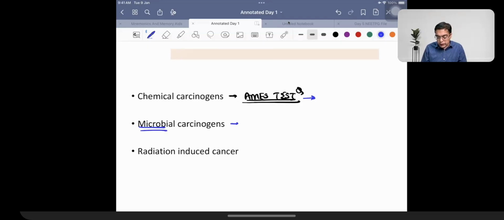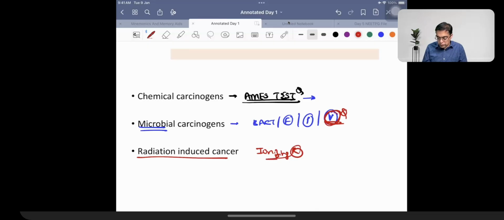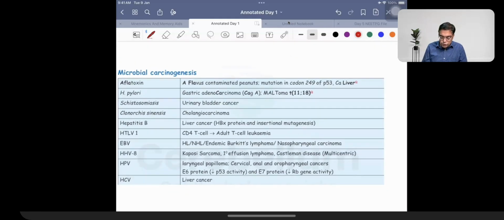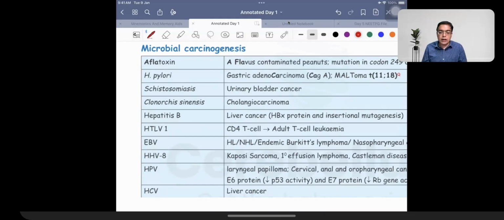Microbial is going to be important because bacteria are bad, fungi are bad, parasites are bad, viruses are bad. But out of them, which is the most notorious? The most notorious happens to be viruses. Very, very dangerous. Viruses are the most dangerous. Right? Radiation-induced cancer, most damaging are ionizing radiations. Exactly what has been mentioned over here. So these are just examples of information that you have been asked in the exam earlier.